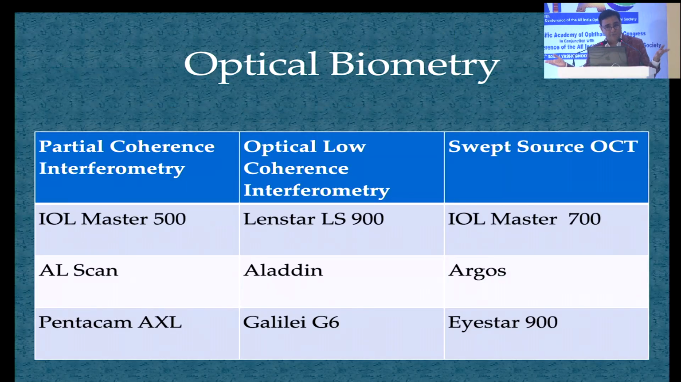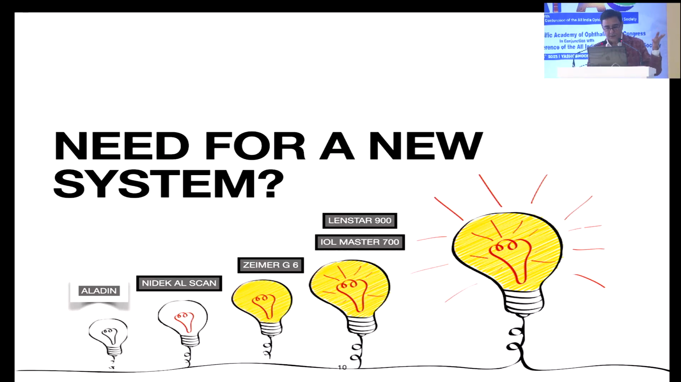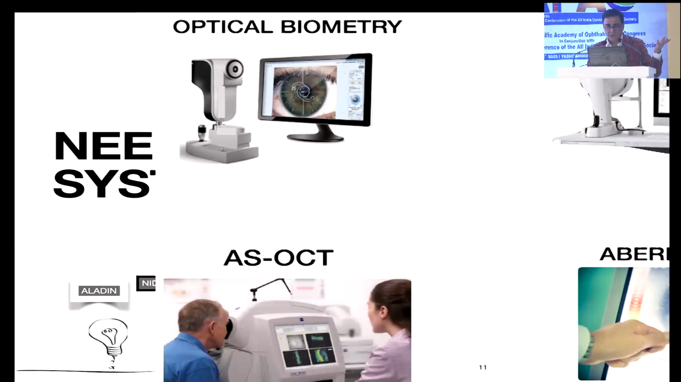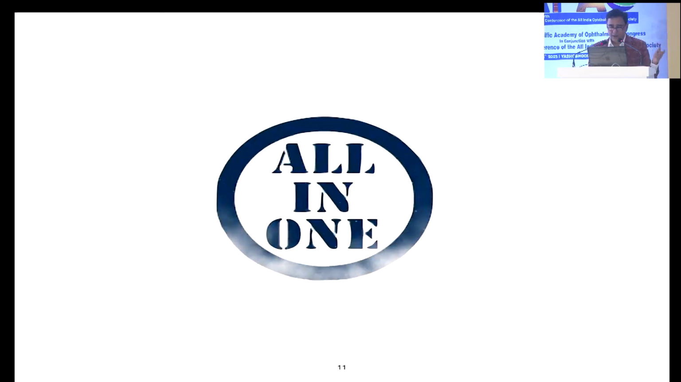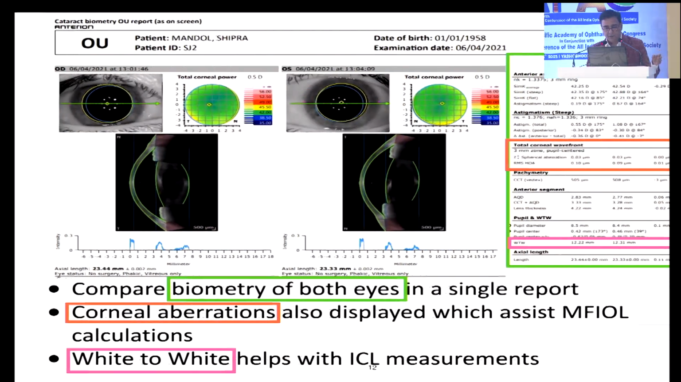We have lots of machines for optical biometry. You have IOL Master, you have A-Scan, Pentacam, Aladdin, Galilei, so many things. But I went ahead, you can see the whole scan. I had a Nidek AL-Scan. I've also used the Zeiss G6. I've also used the IOL Master. But ultimately what I bought was the Anterion. It's the all-in-one machine which does everything.